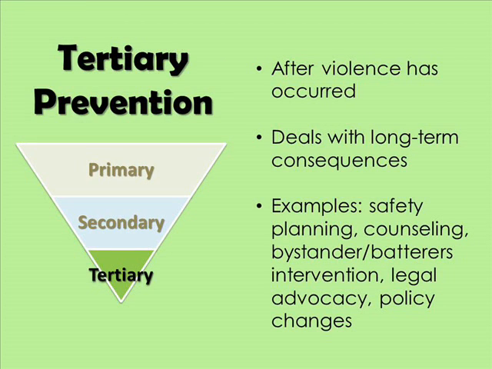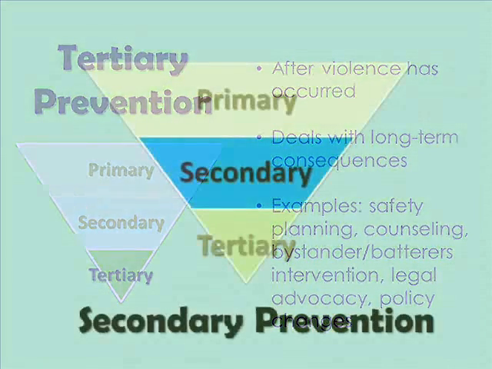Tertiary prevention includes services such as safety planning, counseling, bystander and batterers intervention, and legal advocacy. Tertiary prevention can also include system changes to improve response services and opportunities for victims of violence. Tertiary prevention may also include accountability and policy changes that impact how communities address violence.